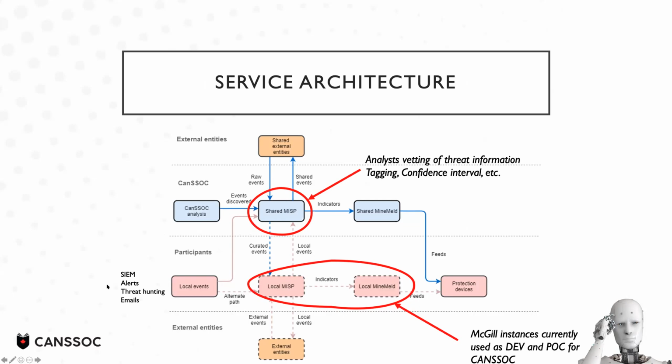A quick reminder of the service architecture, because that's going to drive what engagement model, or level of effort, might be required from a participant. Right now, if we recollect a previous webinar, CanSSOC has their analysis engine, which is the discovery and response, which generates events into a MISP. MISP is the repository of all of the IOCs. That MISP receives and sends information to shared external entities based on agreements that we have with them. And then from that, you have a shared MineMeld, which is a transformation engine that creates consumable feeds that you can import into your protection device.